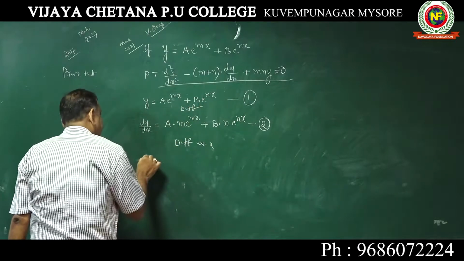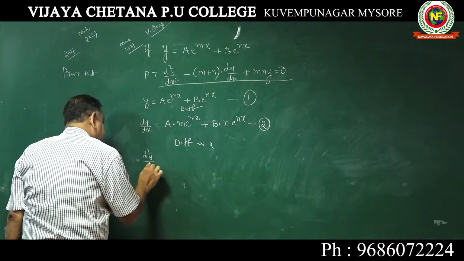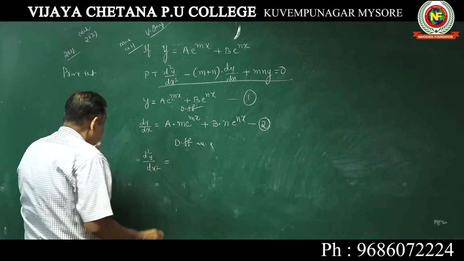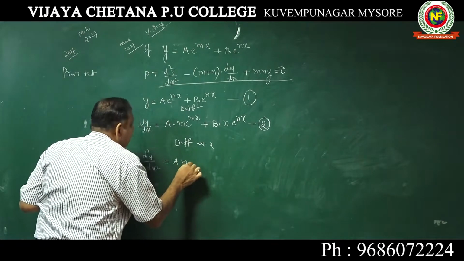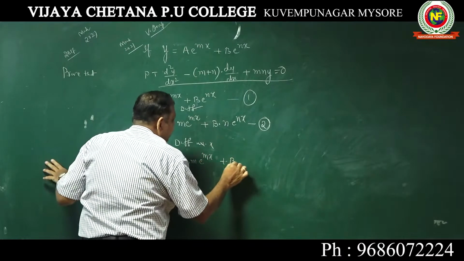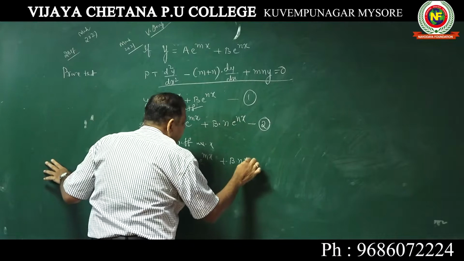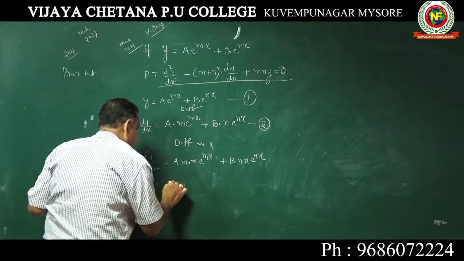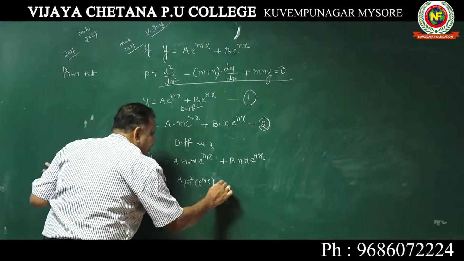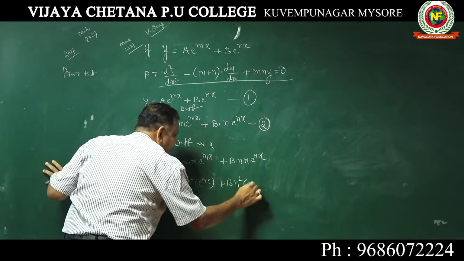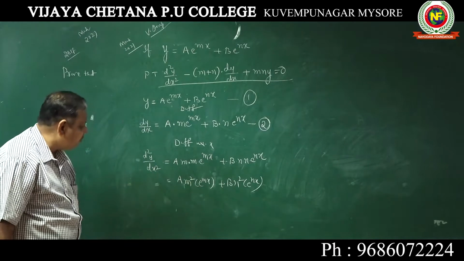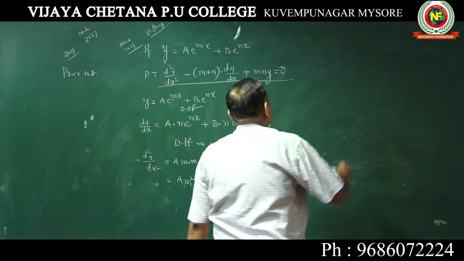This also we differentiate with respect to x. Its left side will become d square y over dx square, which is equal to a into m into another m will come, e to the power of mx, plus b n, already there, another n will come, n into e to the power of nx, or it is a m square e to the power of mx plus b n square e to the power of nx. Understood? M into m, straight away you can write a m square e to the power of mx, b n square e to the power of nx. Call it equation number 3.